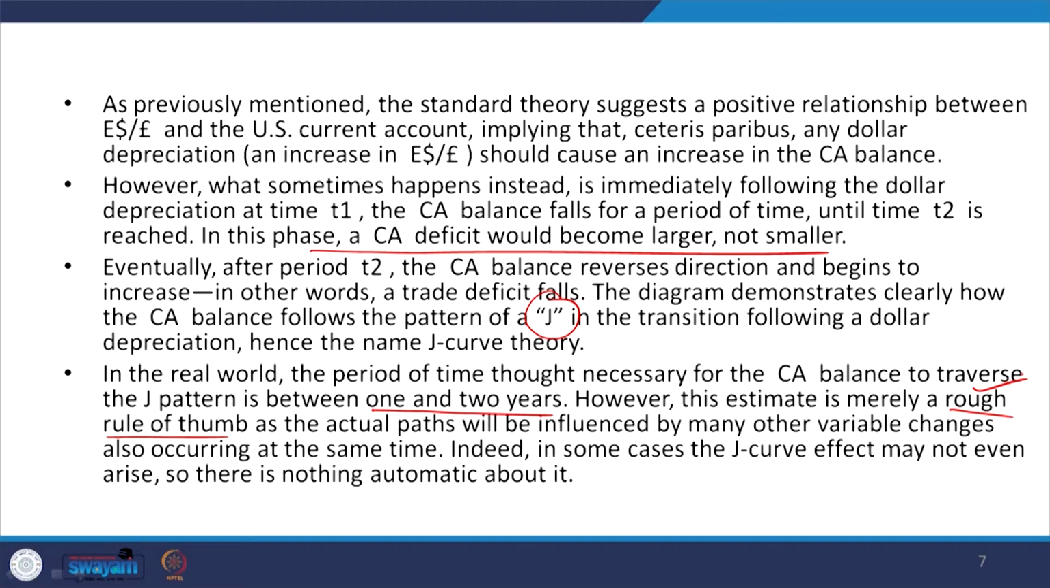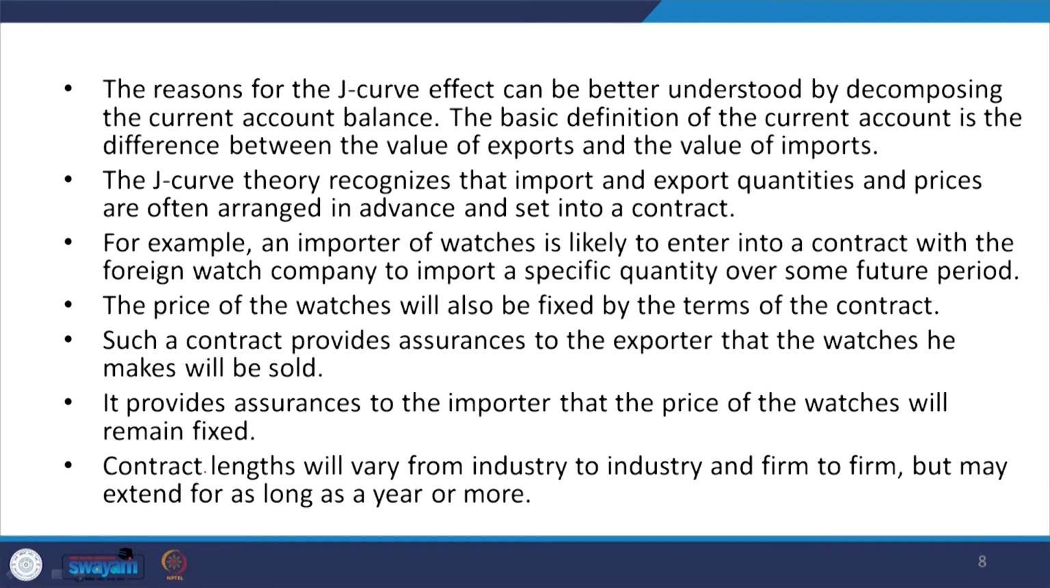So, instead of keeping all other factors constant, these may not be impacting, and the result may not follow the way we have explained. Indeed, in some cases the J curve effect may not even arise. So, there is nothing automatic about it. It is more or less a rough approximation, presented by different authors in their papers.